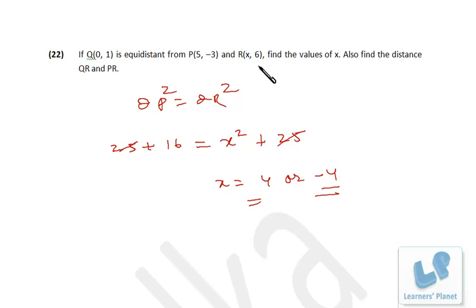Now we have found out the value of x. Now we have to find out the distance between QR and PR, right? So for QR, just put the value of x as 4 or minus 4 and use the distance formula to get the distance QR and PR. Okay? It's simple to do. Just have to apply the formula directly. That's why I'm not solving it. Okay?